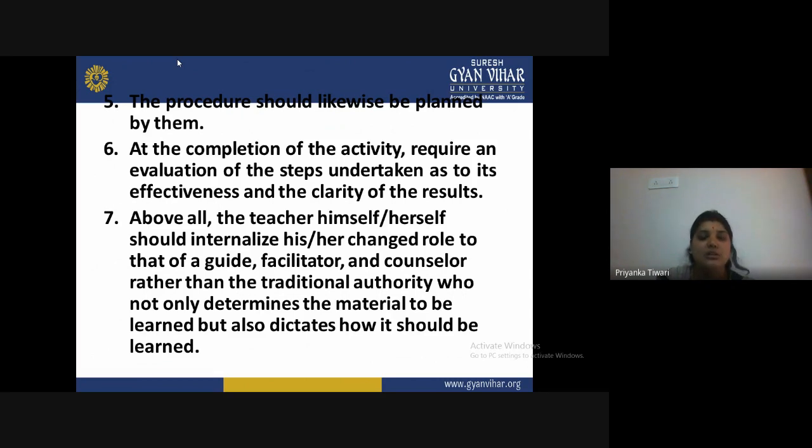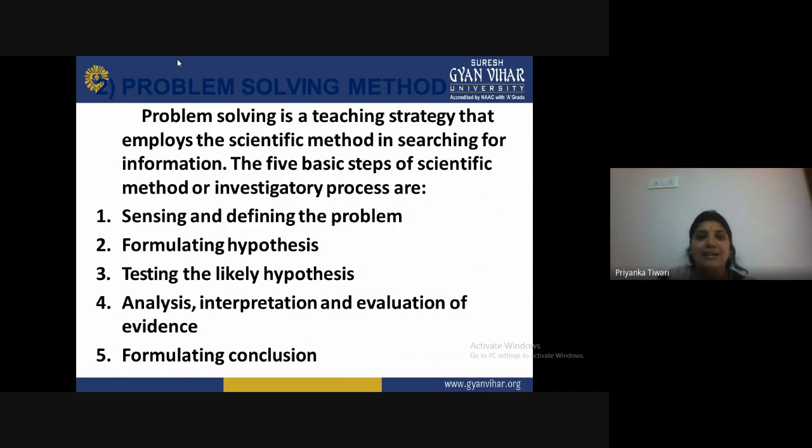Above all, the teacher himself or herself should internalize his or her changed role to that of a guide, facilitator, and counselor rather than the traditional authority who not only determines the material to be learned but also dictates how it should be learned. Problem solving method is a teaching strategy that employs the scientific method in searching for information.